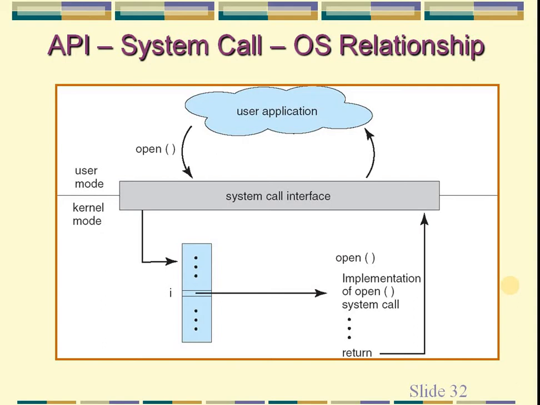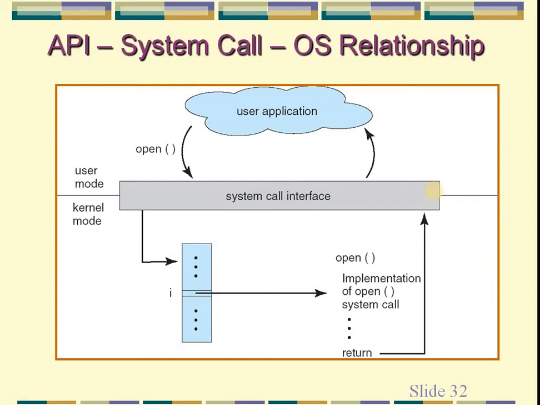Generally, a number is associated with each system call. It is used to number the system call. The system call interface maintains a table indexed according to these numbers. The system call interface invokes the intended system call in the operating system kernel and returns the status of the system call and any return value.